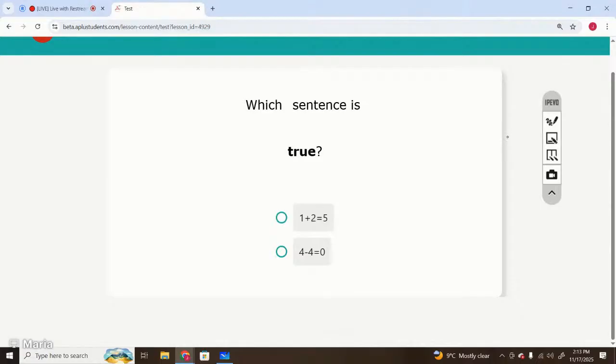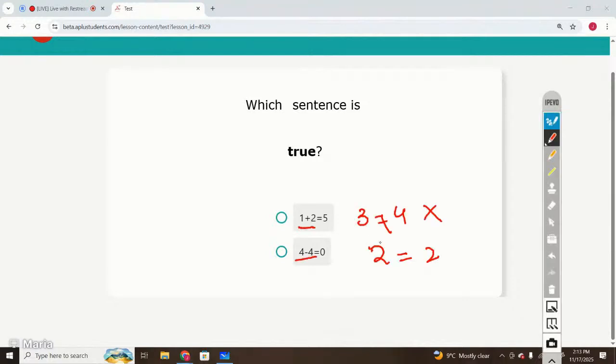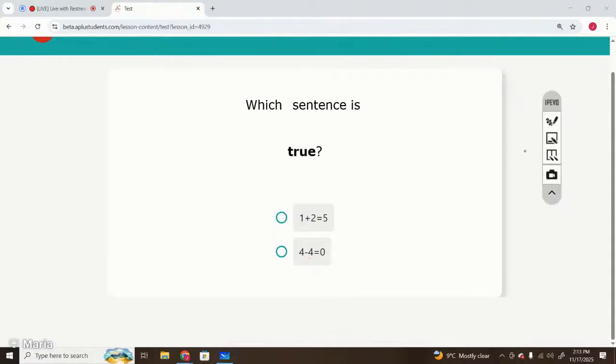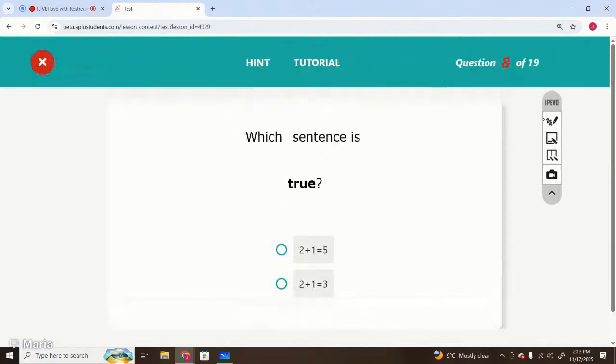Which sentence is true? 1 plus 2 equals 5, and 4 minus 4 is 0. So which is the correct option? So 1 plus 2 is 3, and 3 is not equal to 5, right? So that option is wrong. Now 4 take away 4 is 0, and 0 is equal to 0. So option number 2 is the correct option. That is 4 minus 4 equals 0.